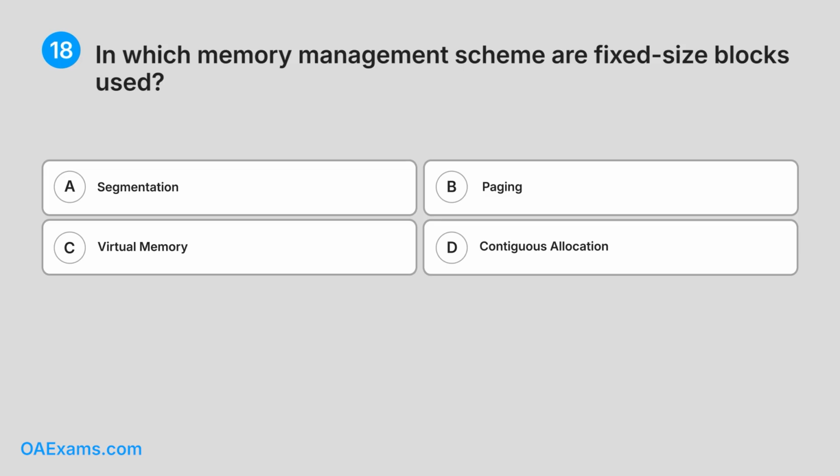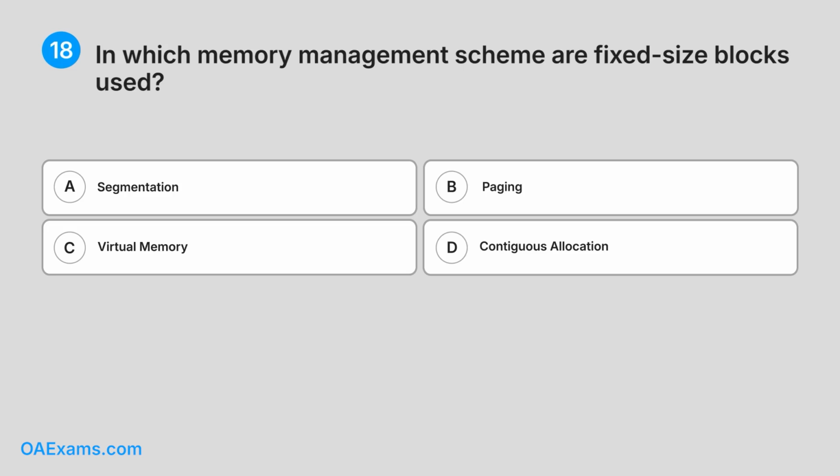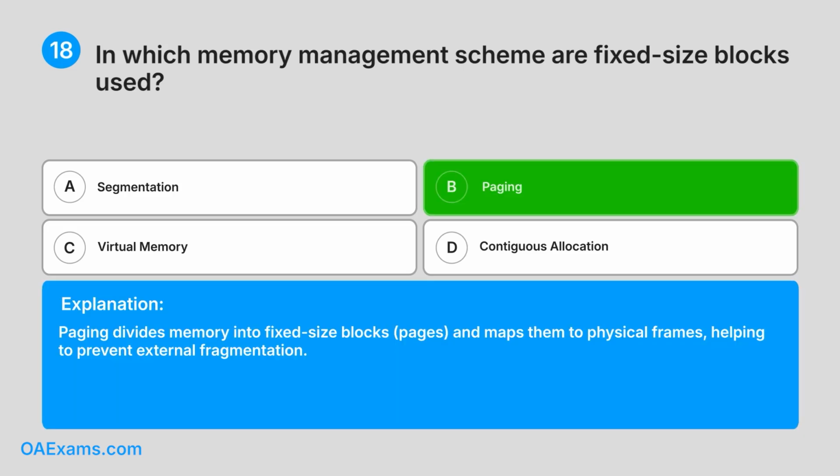A. Segmentation. B. Paging. C. Virtual memory. D. Contiguous allocation. Do you know the answer? Correct answer: B. Paging. Explanation: Paging divides memory into fixed-size blocks, pages, and maps them to physical frames, helping to prevent external fragmentation.